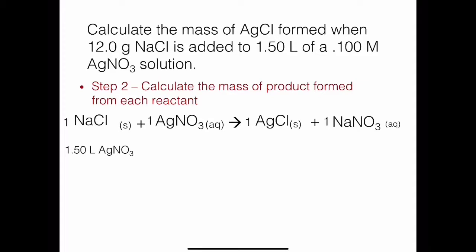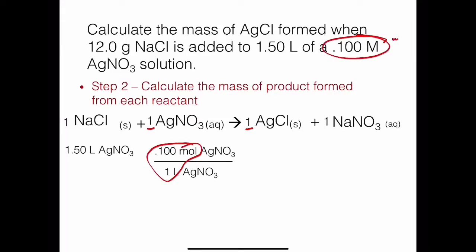So we're starting with 1.50 liters of silver nitrate. Remember, before we can figure out how much product is formed, we need to convert to moles. We're given reactants, so we need to get to moles of reactant, so we can use the coefficients to go from moles of reactant to moles of product. So the first thing we need to do is convert from liters of silver nitrate to moles of silver nitrate. Remember, this is given to us through the molarity right here, because molar just means moles per liter. It's just a conversion factor.